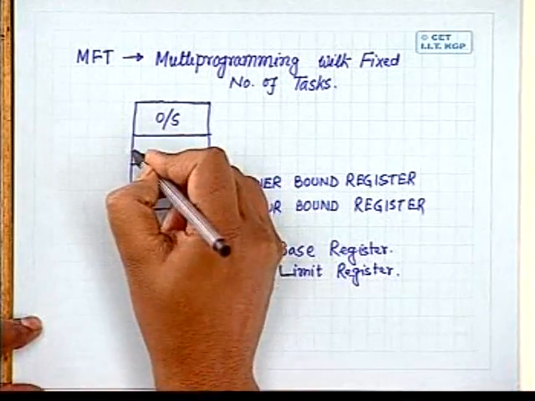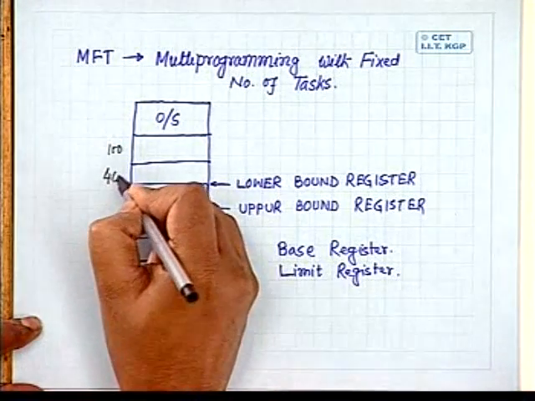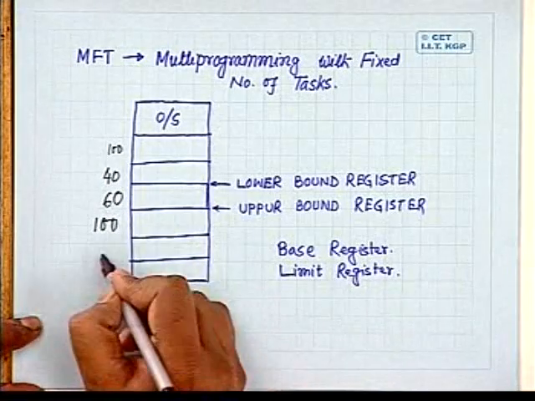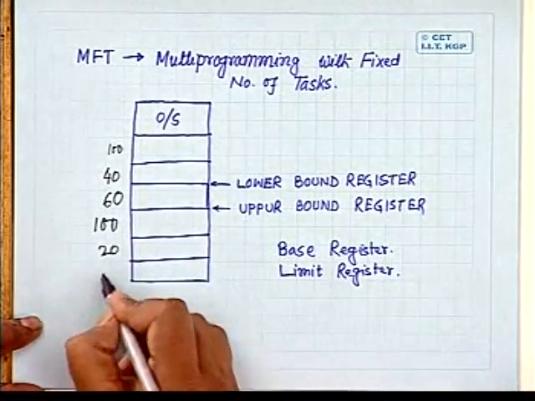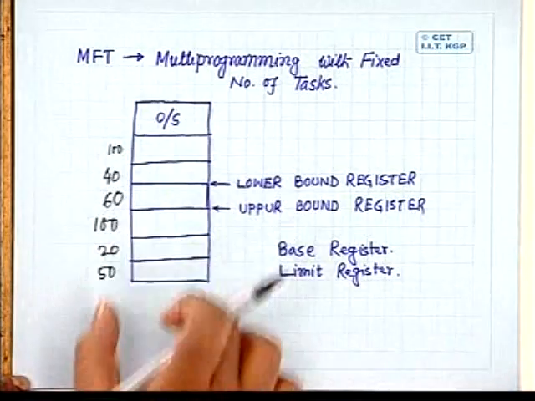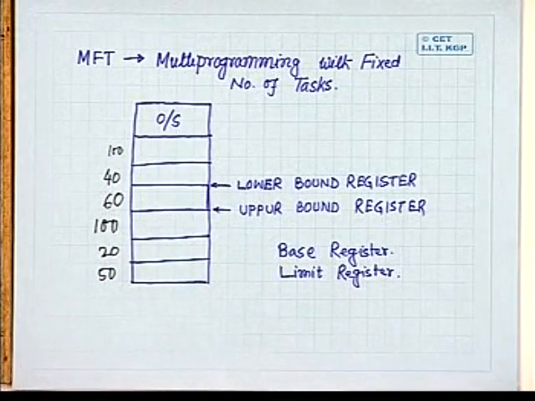Okay, so I can have a situation that suppose the first partition is of size 100 kilobytes. This may be of 40 kilobytes. Next one may be of 60 kilobytes. This one again can be of 100 kilobytes. This one can be of 20 kilobytes. This one can be of 50 kilobytes, and so on. But once I decide that these partitions will have these sizes, the partition size is fixed.